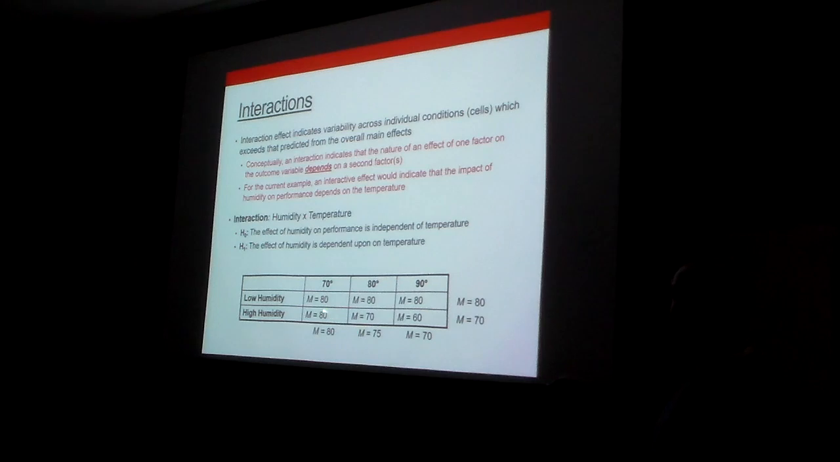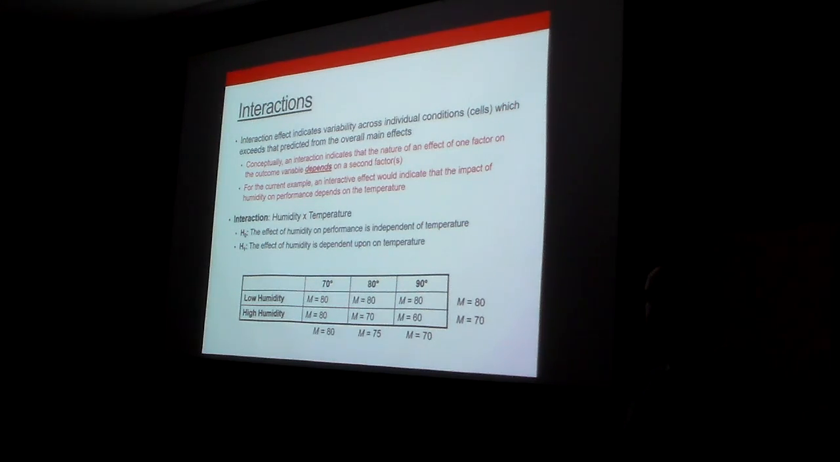If we go the other way, Layla, what are scores doing at low humidity? They're pretty consistent. So at low humidity, is temperature having an impact on performance? No. What about at high humidity? What's going on here? We see a reduction. You see a reduction, right? So at this level of the factor, temperature doesn't seem to have an impact. At this level of the factor, it looks like temperature might have an impact, right?